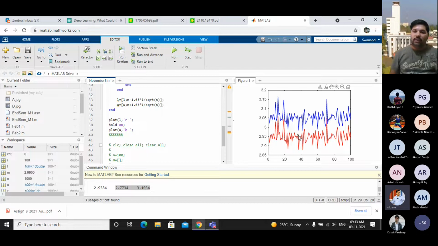And when you work with real data, this is what is really going to happen. Is that okay? So when you work with real data, you will never know this value 3.